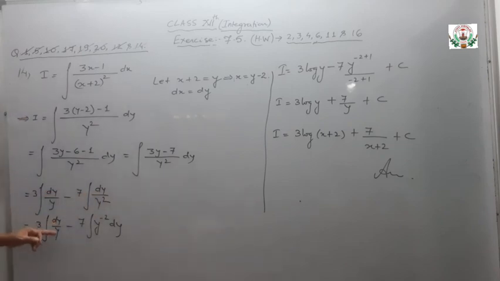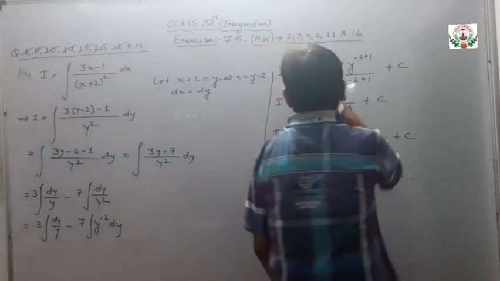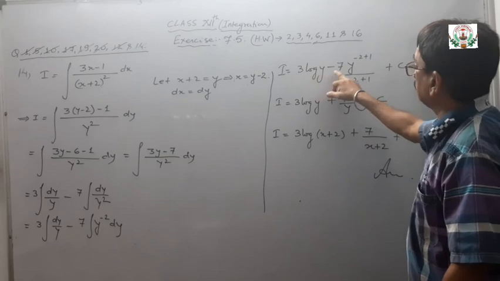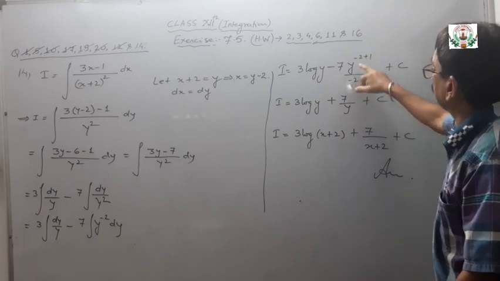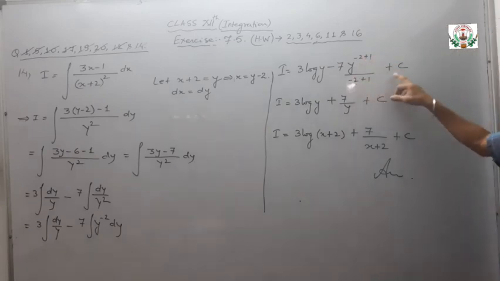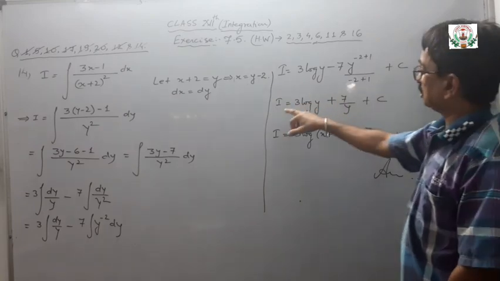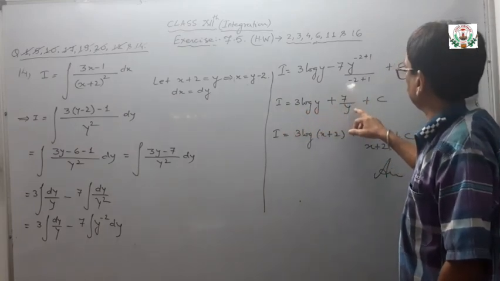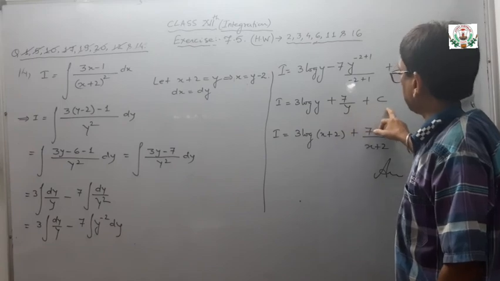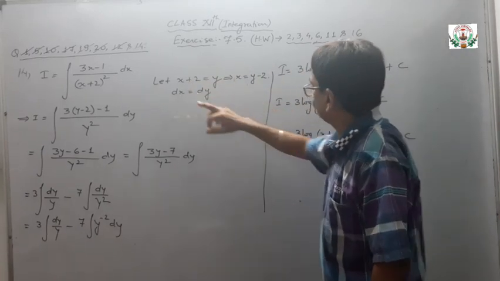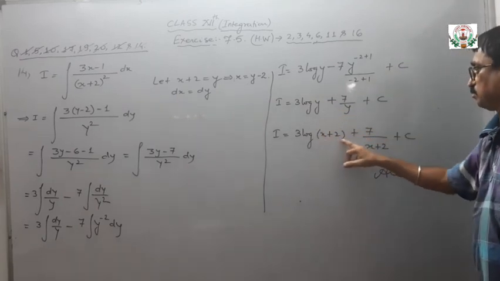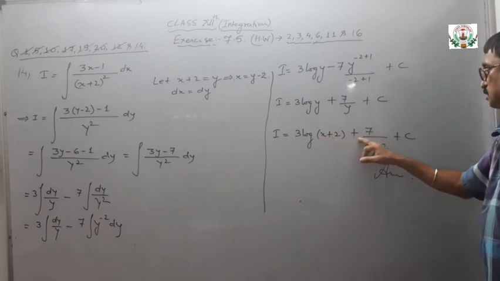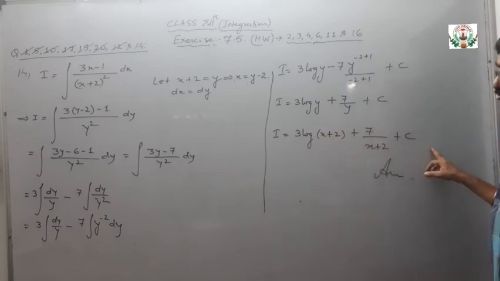3y upon y square will be 3 upon y dy, minus 7 dy upon y square. So 3 integration dy by y minus 7 integration y to the power minus 2 dy. After integration we get 3 log y minus 7 times y to the power n plus 1 upon n plus 1, so y to the power minus 2 plus 1 upon minus 2 plus 1, plus the integration constant. So we get 3 log y plus 7 upon y plus c, and as the value of y is x plus 2, at last after integration with respect to y, you substitute x plus 2 in place of y. So 3 log of x plus 2 plus 7 upon x plus 2 plus the integration constant.